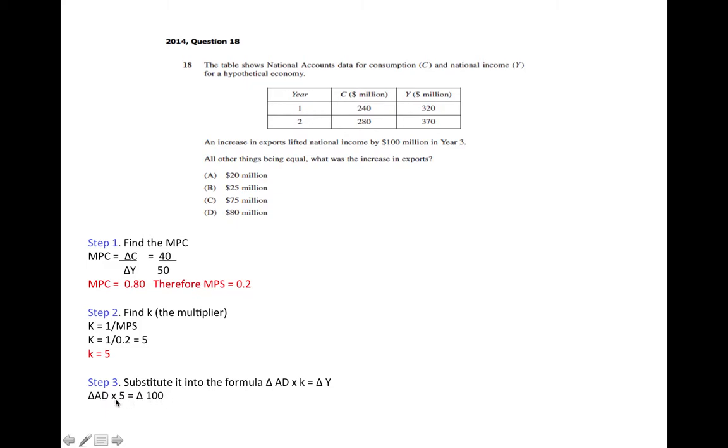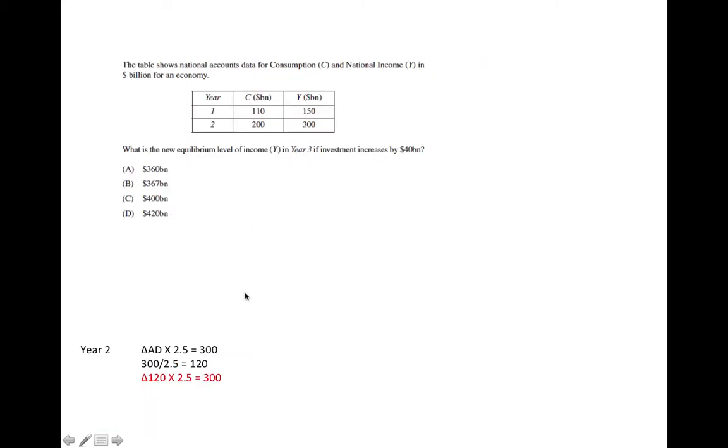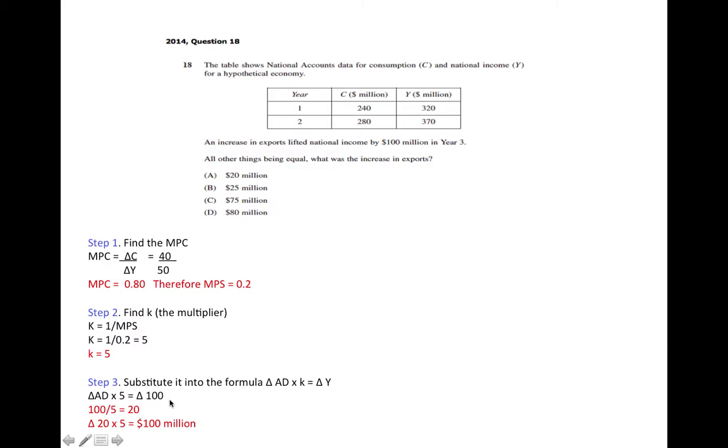So all we need to do now to solve and find out what the change in aggregate demand is simply do 100 divided by 5, which equals 20. So 100 divided by 5 equals 20. Okay, so if we just pop it back in and check it, 20 times 5 equals 100 million. So our answer is A, 20 million.